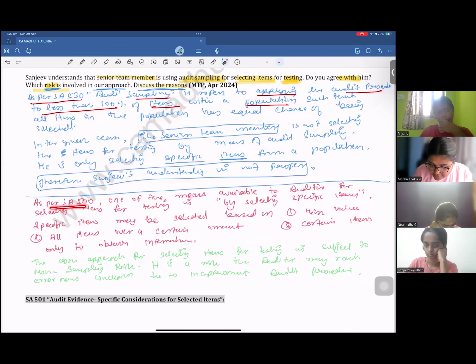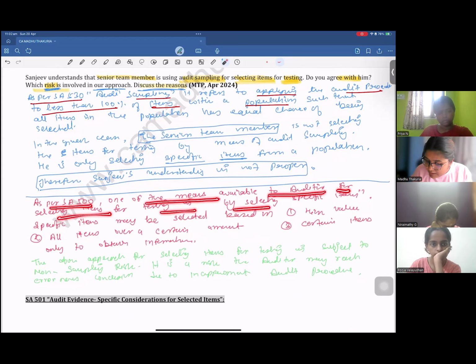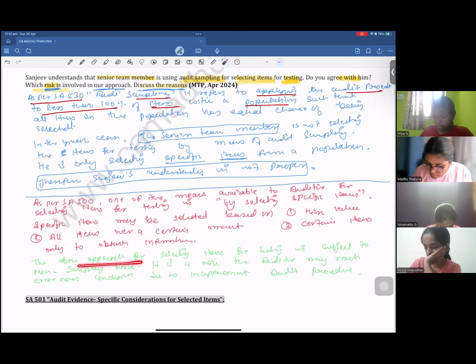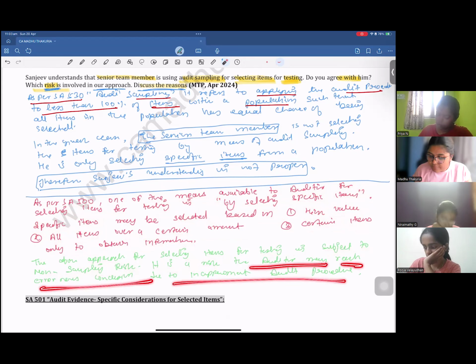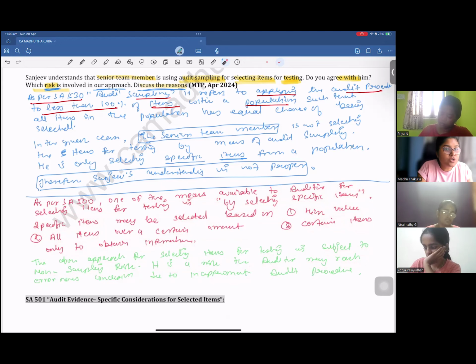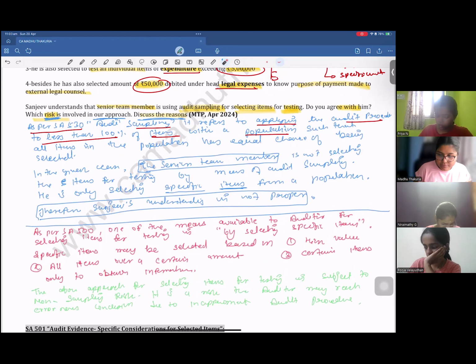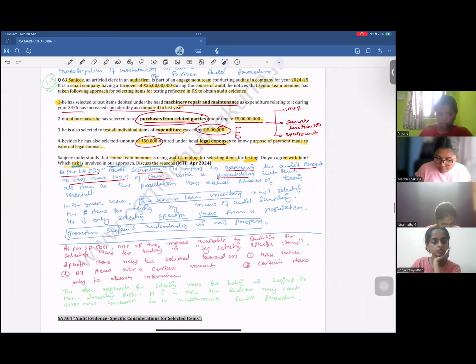However, as per SA 500, one of the means available to the auditor for selecting items for testing is by selecting specific items. Specific items may be selected based on high value, all the items over a certain amount, and certain items only to obtain information. The above approach for selecting items for testing is subject to non-sampling risk. It is the risk that the auditor may reach an erroneous conclusion due to inappropriate audit procedure, because his audit procedure is going to be wrong in this case. Please write this answer, everyone, with proper reference. This was an MTP question.